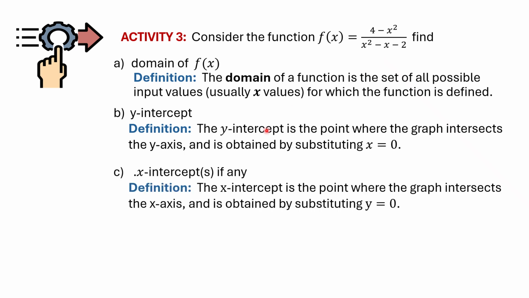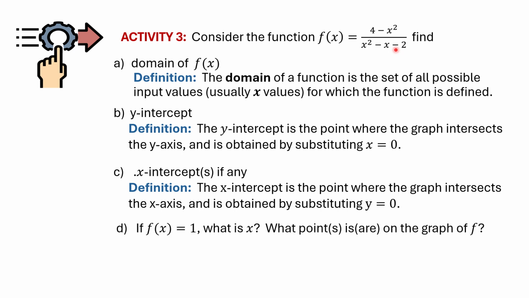Next question is finding the x-intercepts, if any. The x-intercept is a point where the graph intersects the x-axis and is obtained by substituting y equal to 0. Since f of x is equal to y, substitute f of x by 0 and equate it to this fraction and then solve the equation.